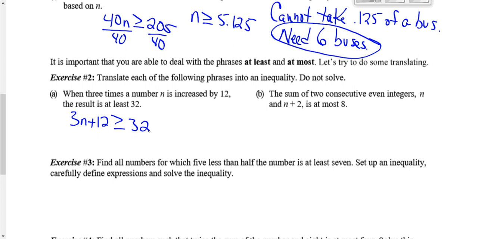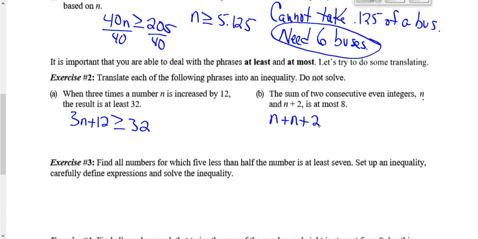If your first even integer is n, the next integer would be n plus 1, right? What would be the next even integer? n plus 2. You see where they get that? Whatever the first one is, n, the next one is n plus 2. And the sum of these is at most 8. So let's get an inequality: n plus n plus 2 is less than or equal to 8. At most 8 means it can't be greater than 8.